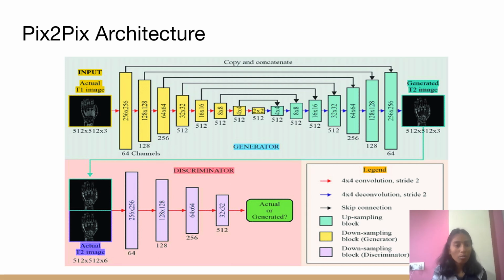Now the discriminator, the bottom part. It distinguishes between actual images and the fake generated images. Both the real image and the generated image are given to the discriminator. That's why it is 512 by 512 by 6. The discriminator processes those images through a series of downsampling layers. The purple block indicates the downsampling block, progressively reducing the resolution while increasing the depth of the feature maps. The final output is a decision whether the input is real or generated.